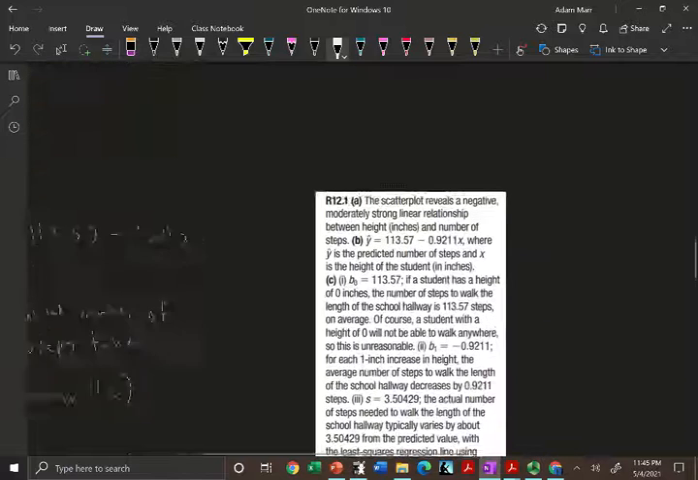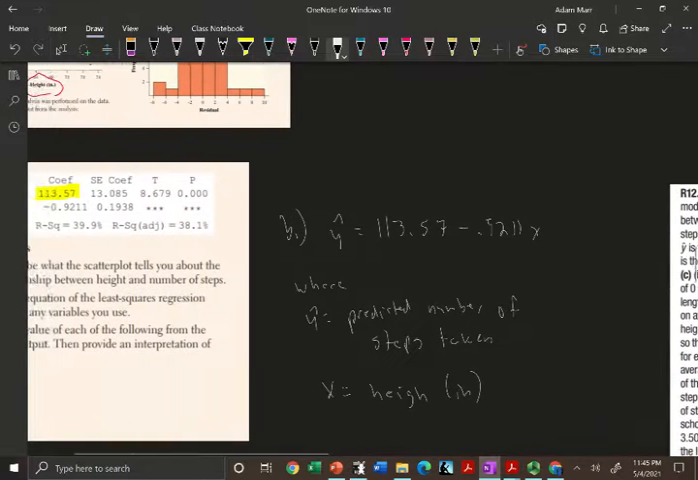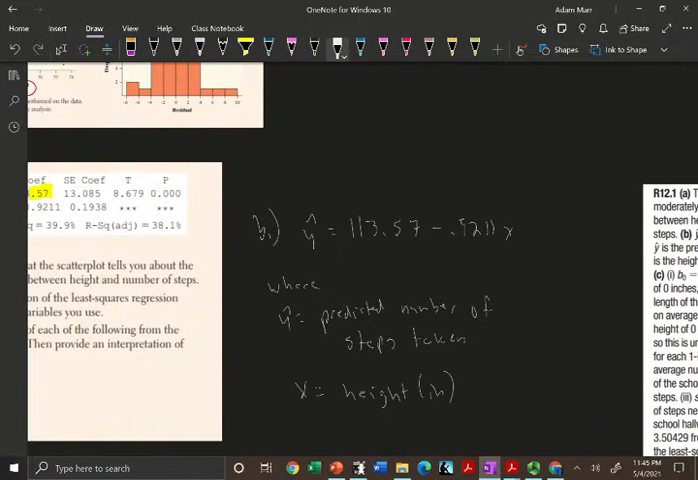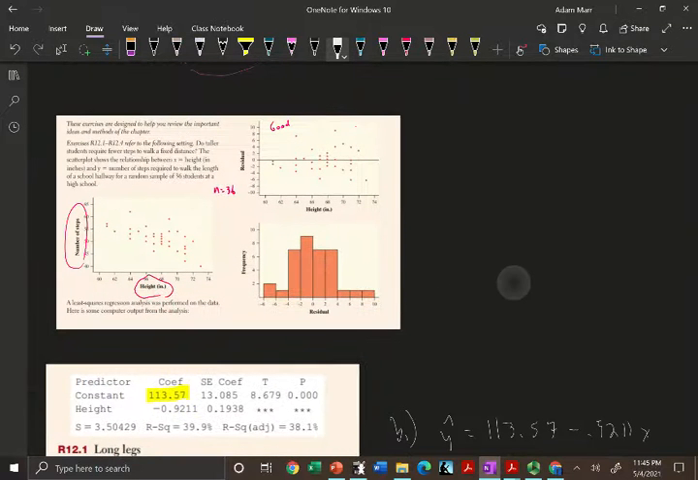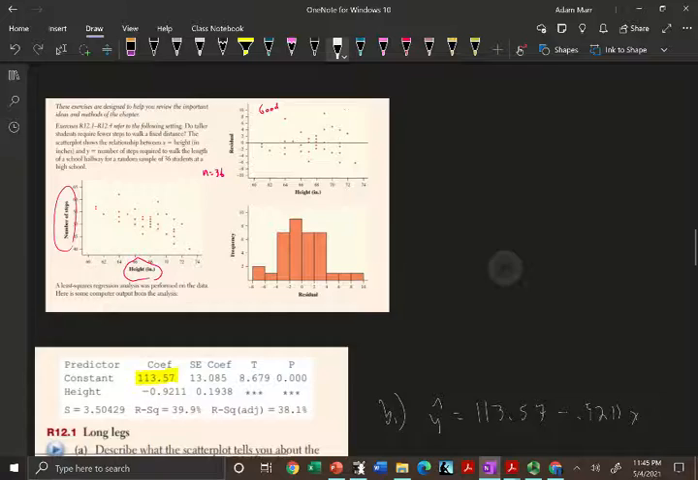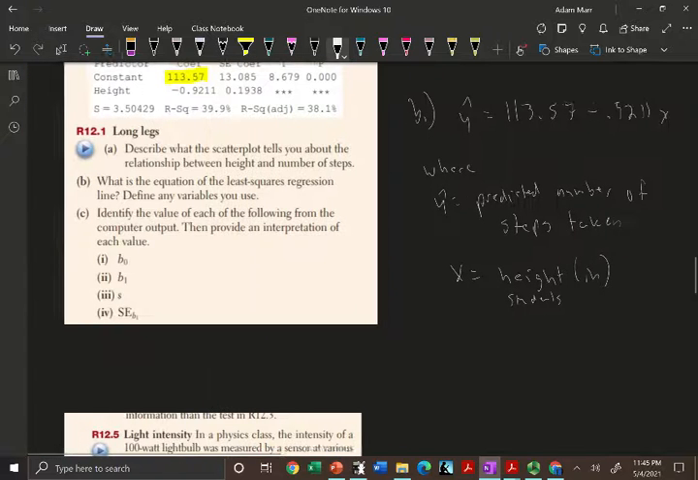All right, let's look right here. Where y hat is the predicted number of steps and x is the height of the student in inches. Okay, I think this is fine, but all right, the height of the students in inches, right? Because this was an experiment about seeing about 36 students. Okay. All right, so anyway, let's look at C.